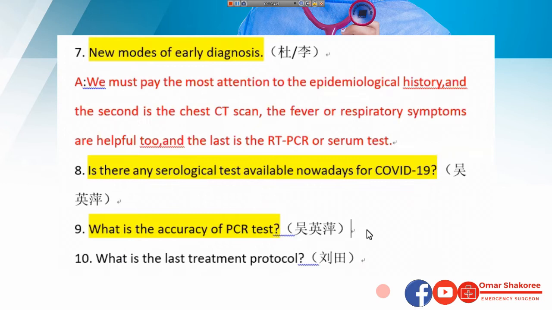Is there any serological test available nowadays for COVID-19? They said that IgG and IgM are elevated, or positive, in patients with COVID-19, but they are not specific for COVID-19.